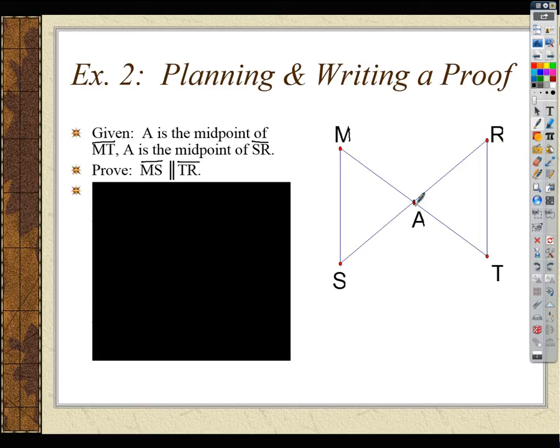A is the midpoint of segment MT. So what? Big deal. What's that do for us? Tyler, what's that do for us? If A is the midpoint of segment MT.